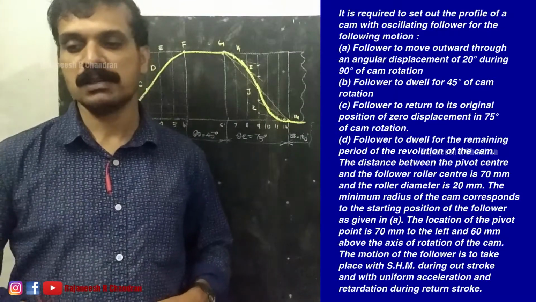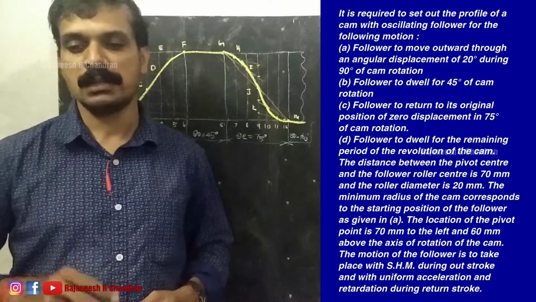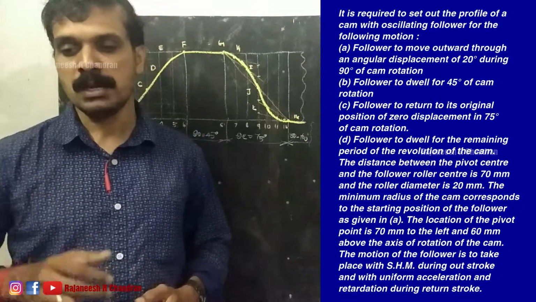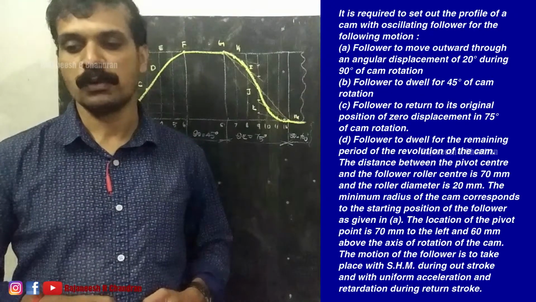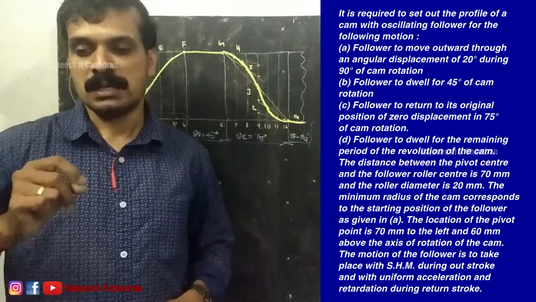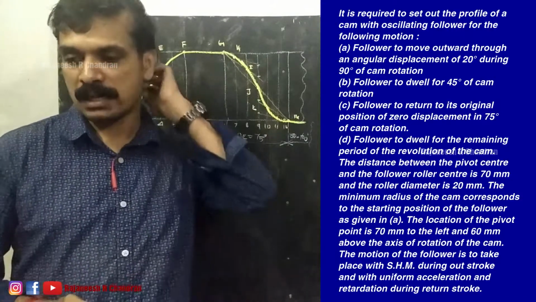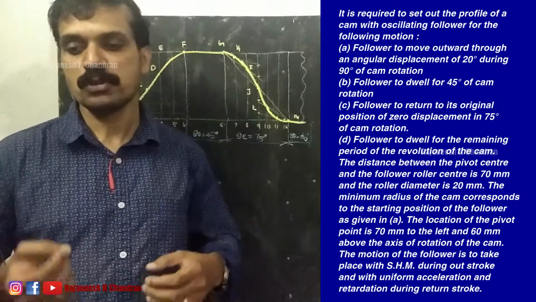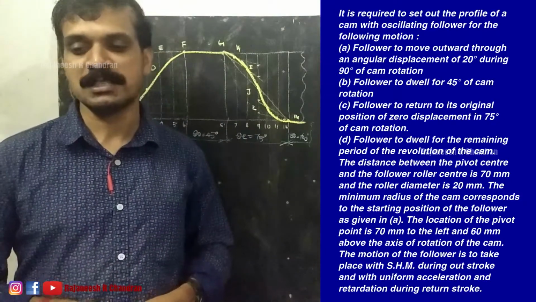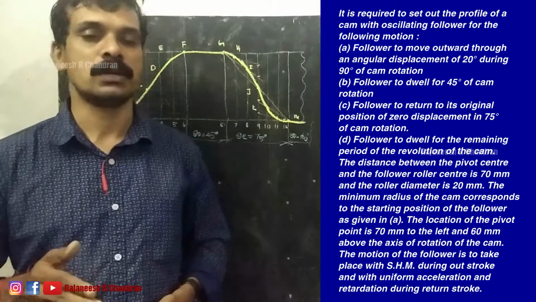The distance between the pivot center and the follower roller center is 70 mm and the roller diameter is 20 mm. The minimum radius of the cam corresponds to the starting point of the follower, given as A. The location of the pivot point is 70 mm to the left and 60 mm above the axis of rotation of the cam. The motion of the follower is to take place with SHM during outstroke and with uniform acceleration and retardation during return stroke.